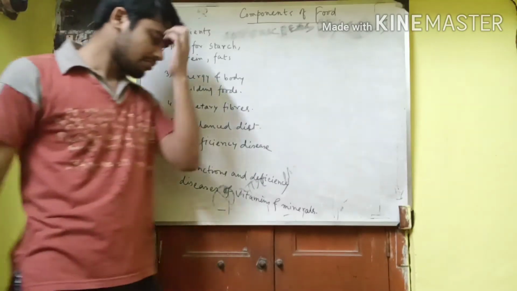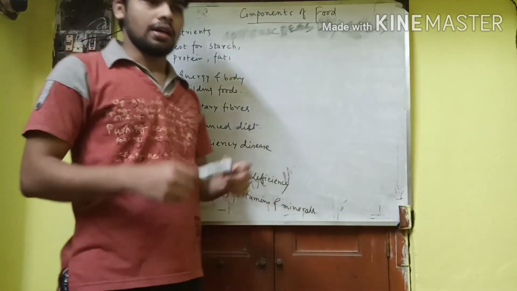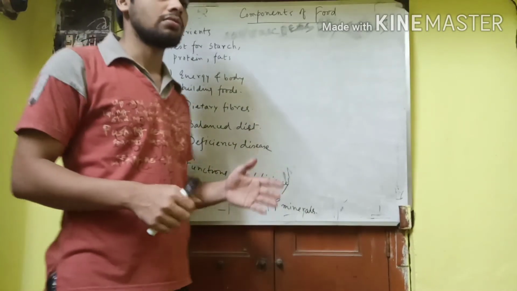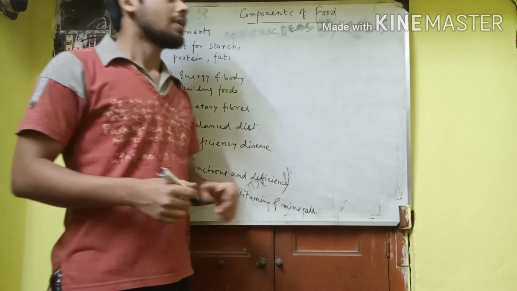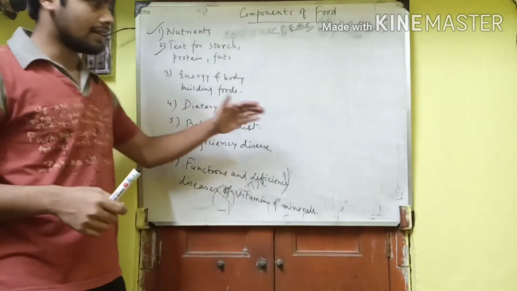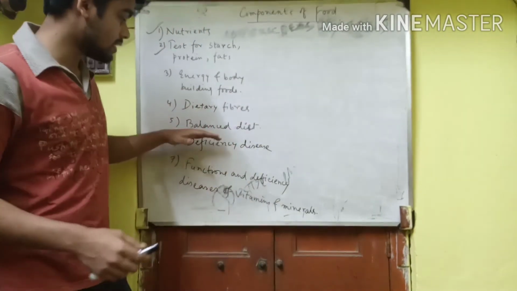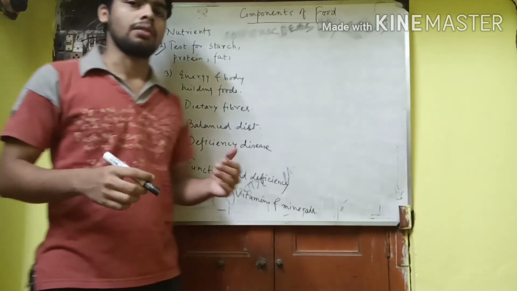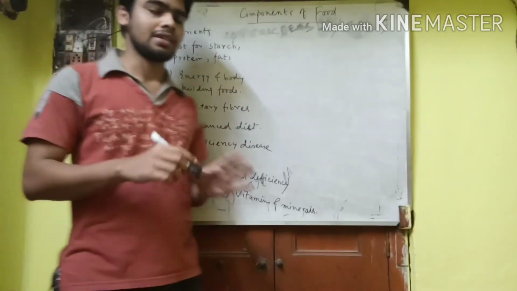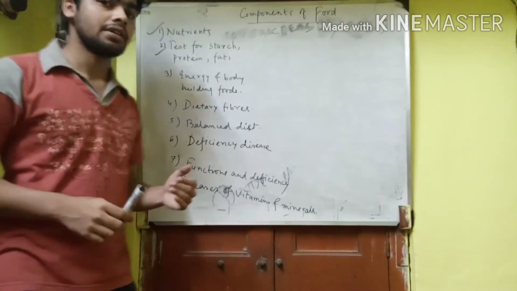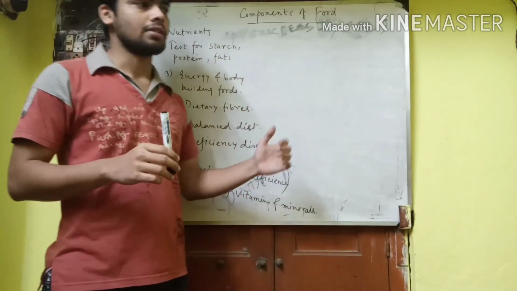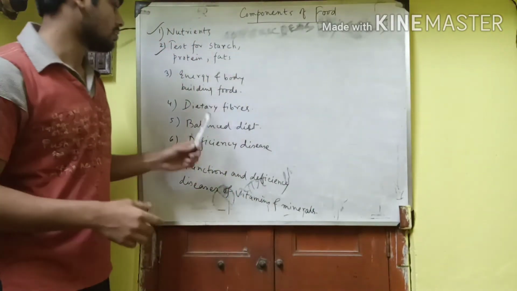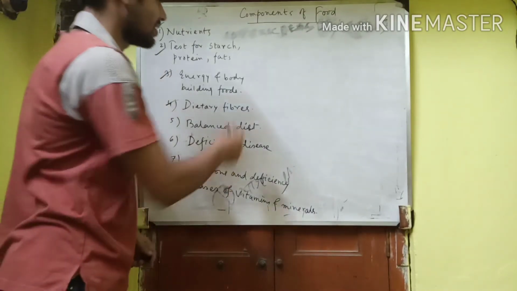What do these fibers do? When we eat food, it is digested inside our body, and the undigested food components are thrown away from our body. Time to time, these dietary fibers help us throw out the undigested food materials from our body. This is called roughage. It does not contain any nutrients, but it is essential for throwing out the undigested materials from our body. So these are the dietary fibers, basically called roughage.